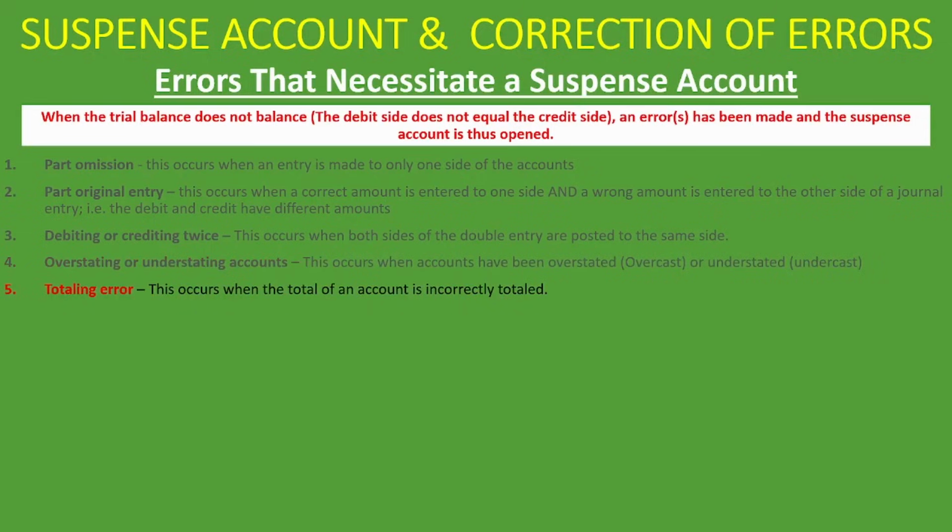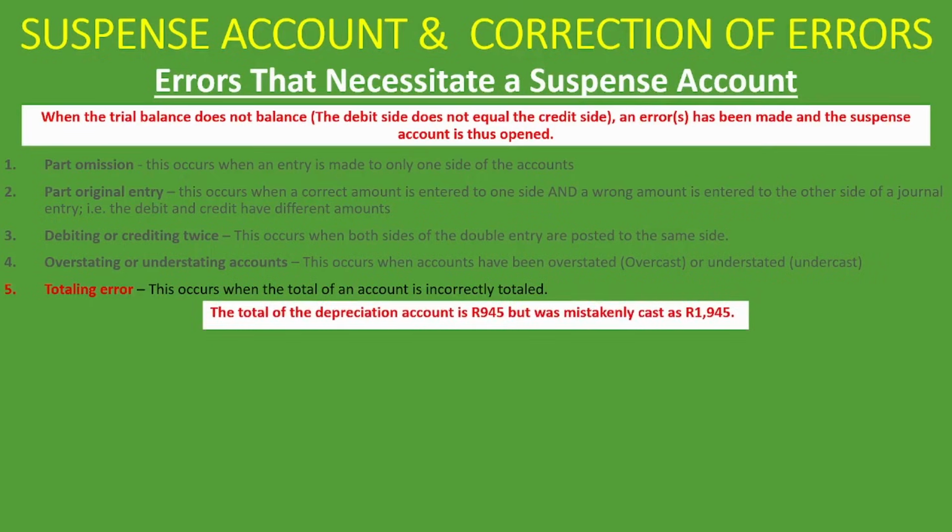Let's look at the fifth one: totaling error. So this occurs when the total of an account is incorrectly totaled. So you will be told in the scenario that this is what happened. You incorrectly totaled a specific account. So let's look at an example here. The total of the depreciation account is 945 rand, but was mistakenly cast as 1,945 rand. So what have we done to the depreciation account?